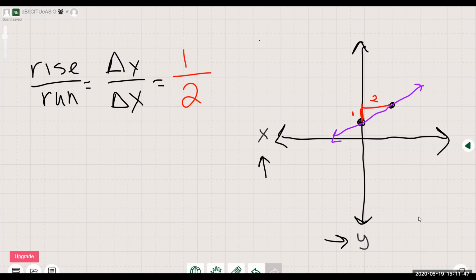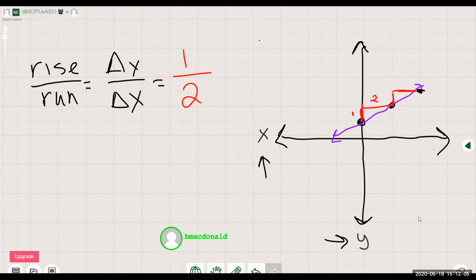And what that means is that whenever we go up 1 and over 2, we should hit another point on the graph. So that would put our next point right there.